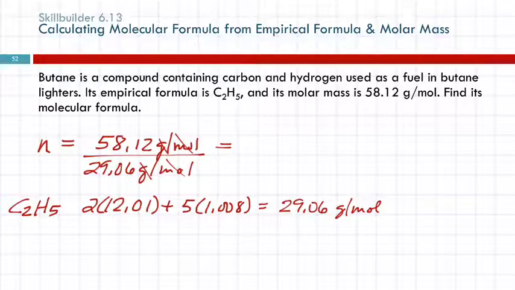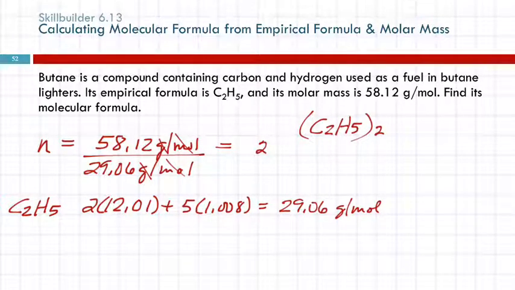58.12 divided by 29.06 equals 2. That came out exactly. It doesn't always come out exactly a whole number, but this one did. The empirical formula is twice as small as the molecular formula. The molecular formula is twice as big. So I need to take my empirical formula, C₂H₅, multiply all the subscripts by 2. C₄H₁₀.